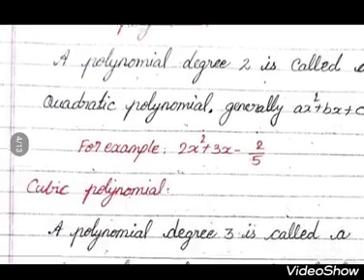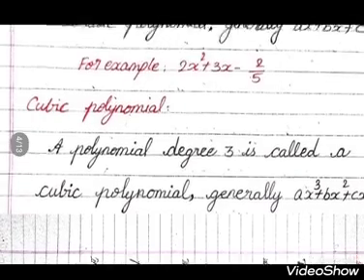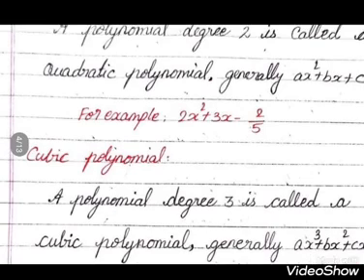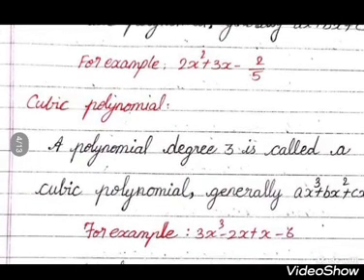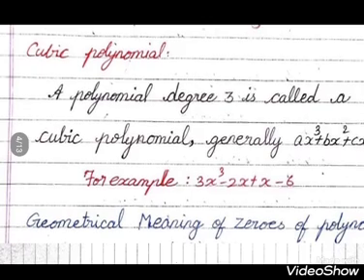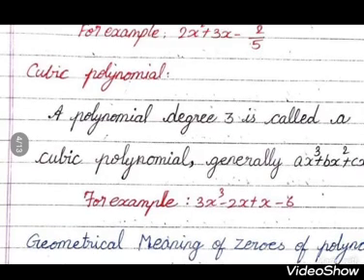And next we move on to the cubic polynomial. A polynomial of degree 3 is called a cubic polynomial. Generally, ax cube plus bx square plus cx plus d. For example, 3x cube minus 2x plus x minus 6. Here the highest exponent is 3, so we take it as a cubic polynomial.